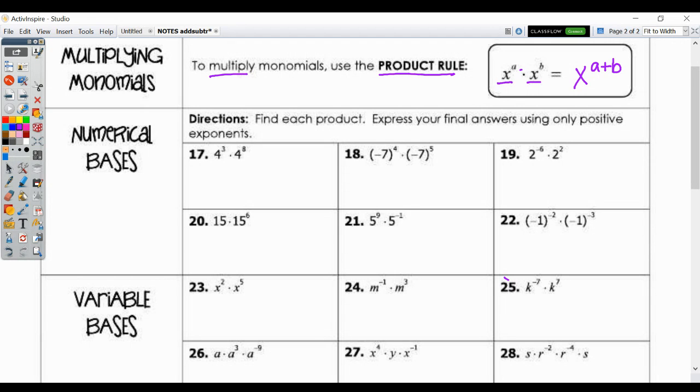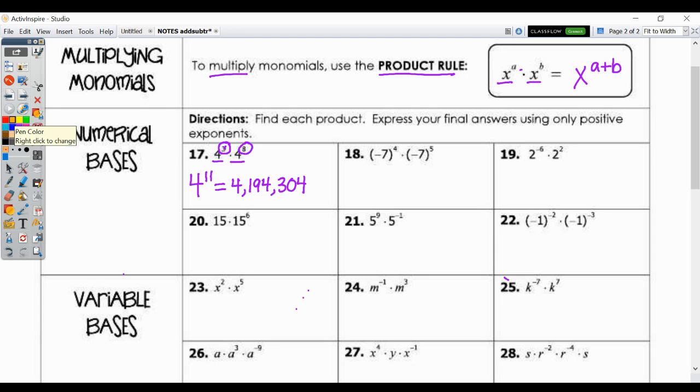Okay, so look at number 17. I have 4 to the third times 4 to the 8th. My base is going to stay 4. And since I'm multiplying, I'm going to add my exponents together. 3 plus 8 is 11. So my answer would be 4 to the 11th. Or you could type that in your calculator and you would get 4,194,304.